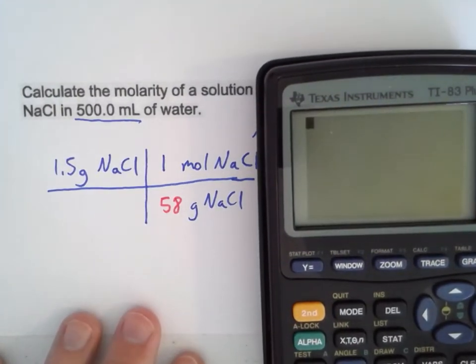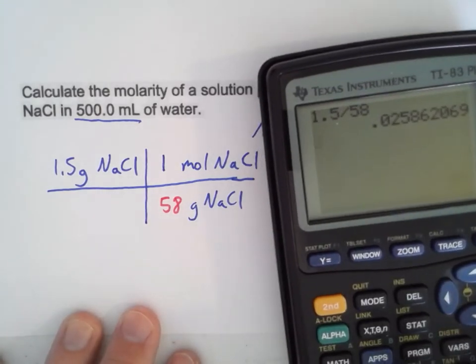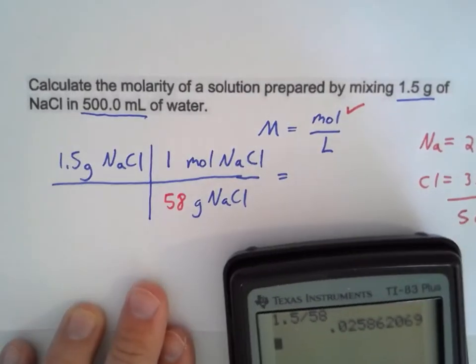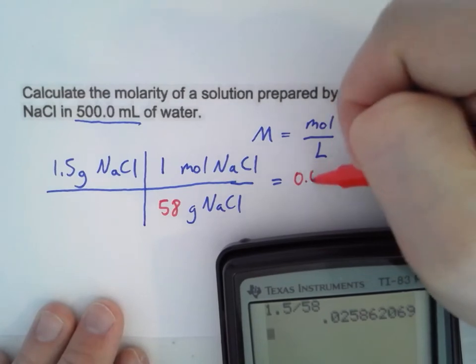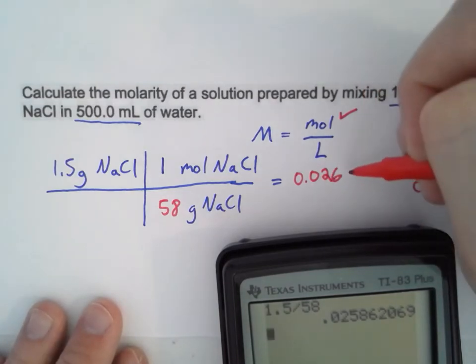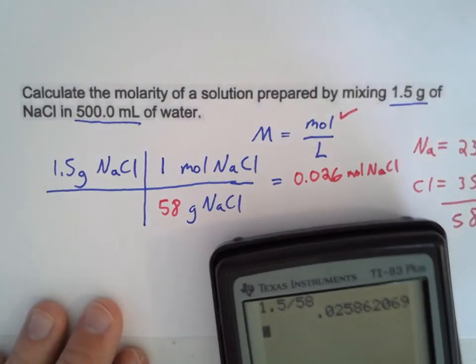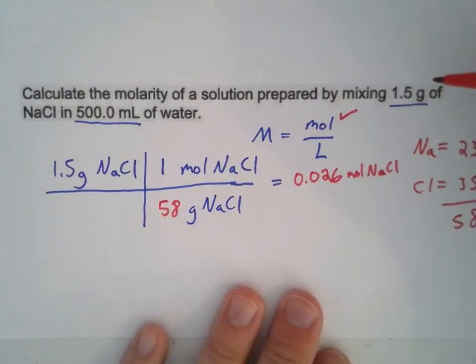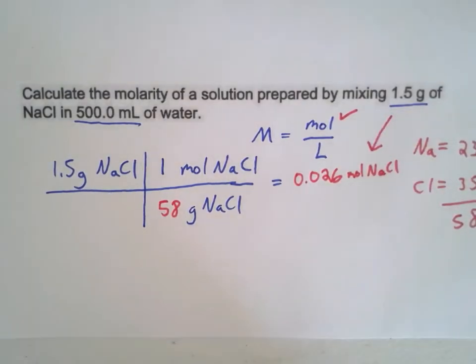Again, we'll take 1.5 and divide it by 58, and we end up getting 0.026. We'll round it off there. And then we'll write moles of NaCl. This is good so far because, again, we started with grams, but now we have moles. So we're halfway there. The other issue with this problem is that we're given milliliters.